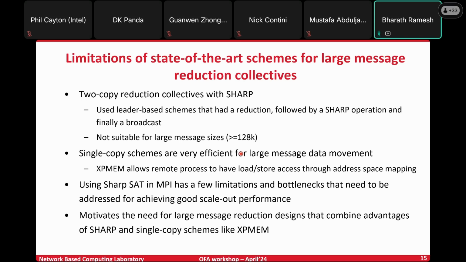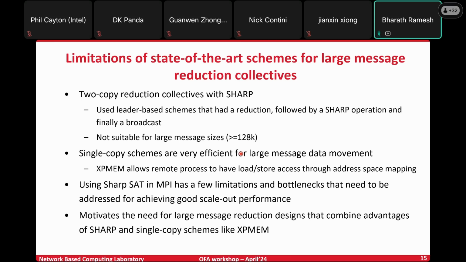The schemes that implement reductions usually use leader-based algorithms. What that means is you designate one process on every node to take care of the internode operations as well as the reductions and the broadcast. While this is really effective for small messages, it is not suitable for large message sizes. There are different reasons for that. The main reason is that you're waiting on the reductions to complete before you initiate network operations. That leads to suboptimal bandwidth utilization. And with an increase in message size, you're always bandwidth bound, right? So that's the primary reason why these schemes will not work well.